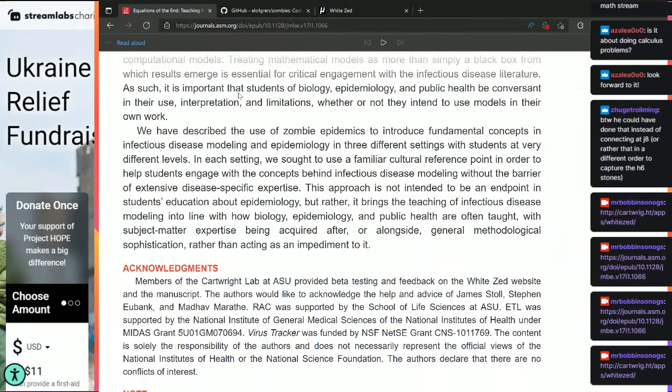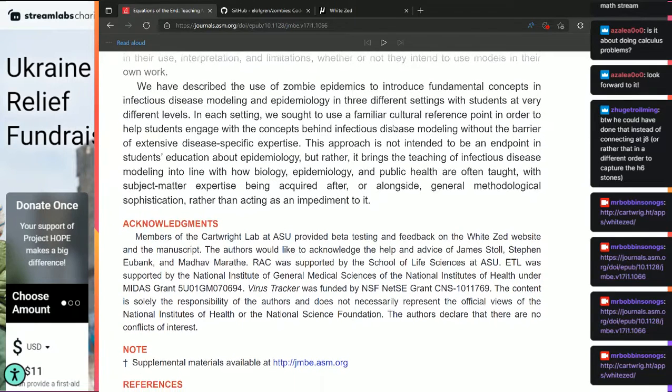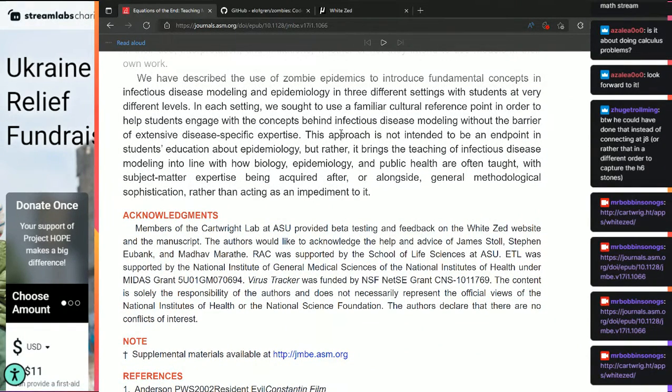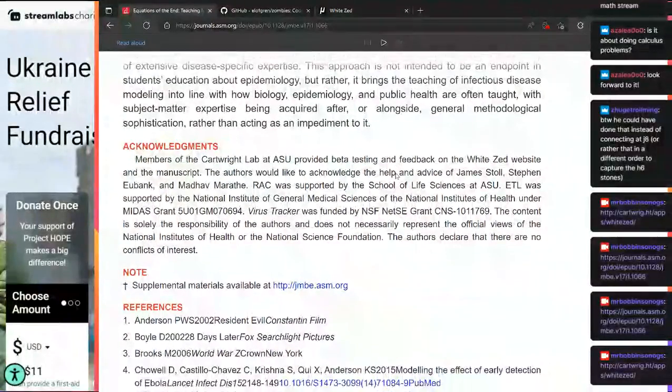We have described the use of zombie epidemics to introduce fundamental concepts in infectious disease modeling and epidemiology in three different settings with students at very different levels. In each setting, we sought to use familiar cultural references in order to help students engage with the concepts behind infectious disease modeling without the barrier of extensive disease-specific expertise. This approach is not intended to be an endpoint in the students' education about epidemiology, but rather it brings the teaching of infectious disease models into line with how biology, epidemiology, and public health are often taught, with subject matter expertise being acquired after or alongside general methodological sophistication rather than acting as a prerequisite of it.